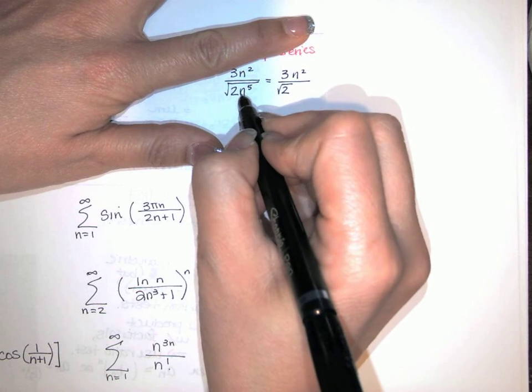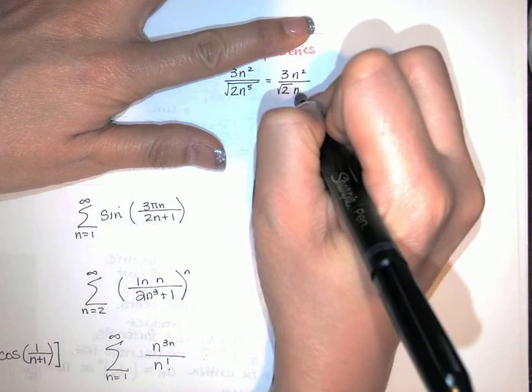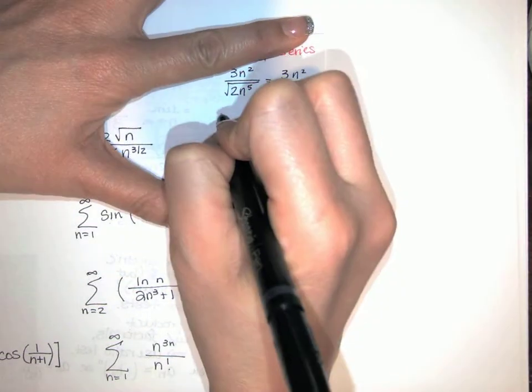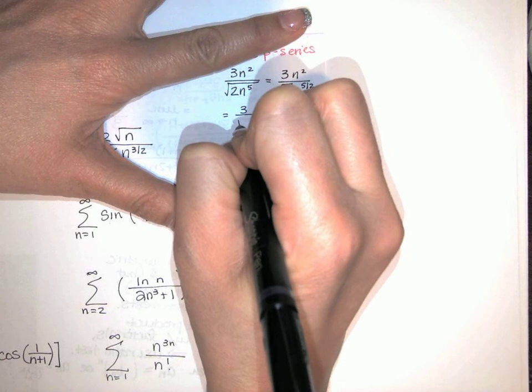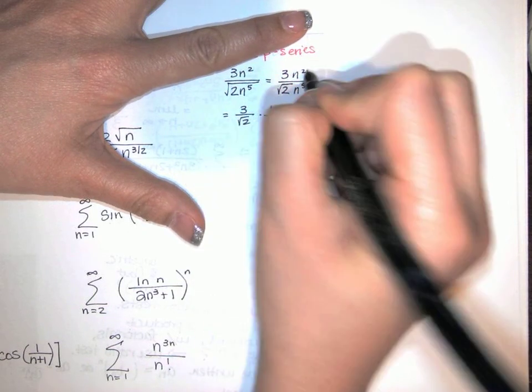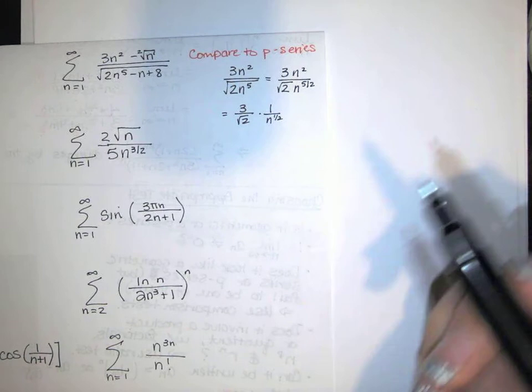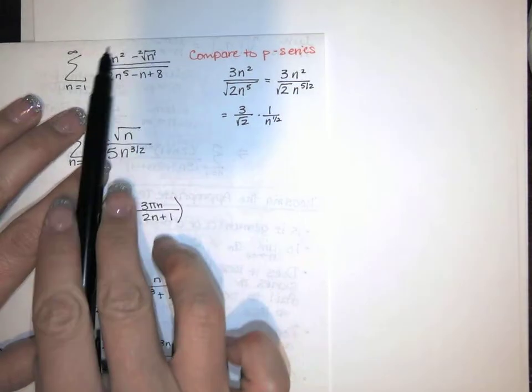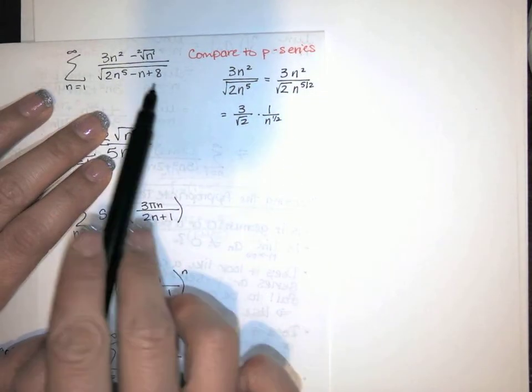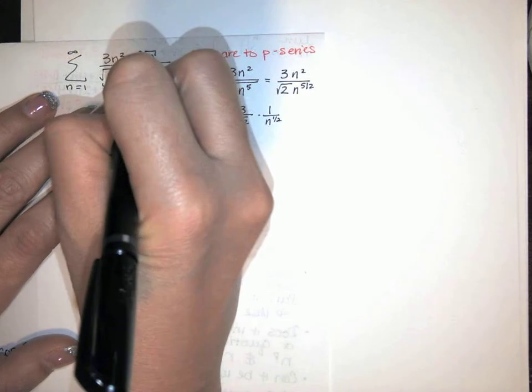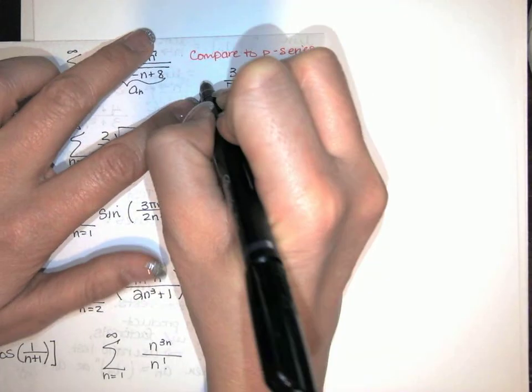I'll just take the square root of that, and the square root of n to the 5th is n to the 5 over 2. And if you subtract, that's going to give me an n to the 1/2 in the denominator. So we're going to compare this to this. I'll call this my a sub n, and I'll call this b sub n.